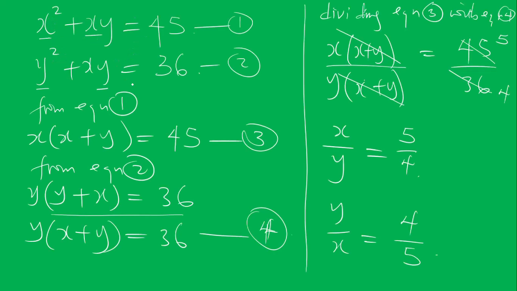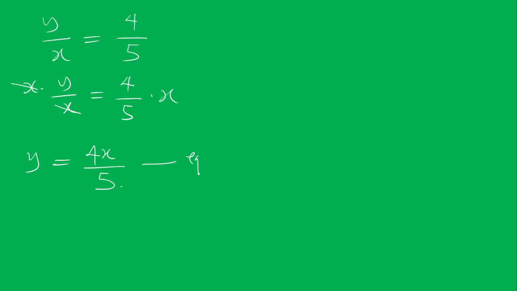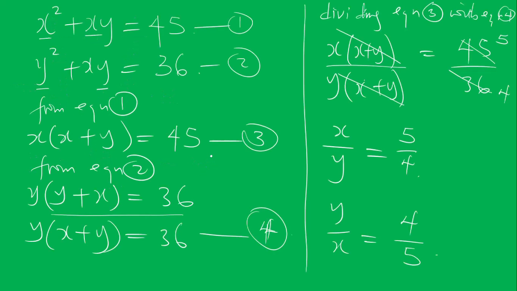So we have y all over x is equal to 4 all over 5. Now from this expression, if we multiply all through by x, you have x times y all over x is equal to 4 all over 5 times x. Now this x will cancel out this x. You have y is equal to 4 times x all over 5. Now let's call this equation 5.